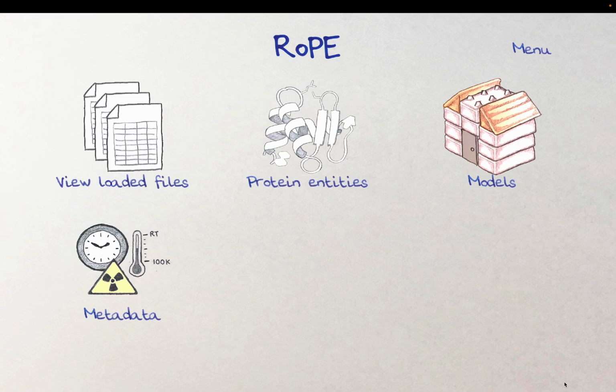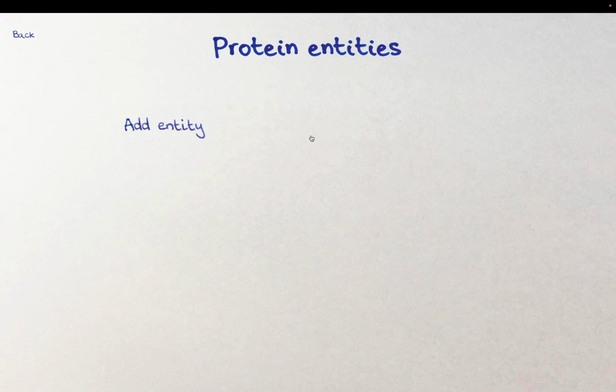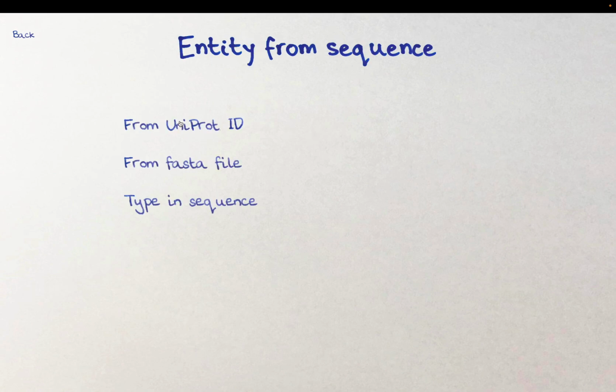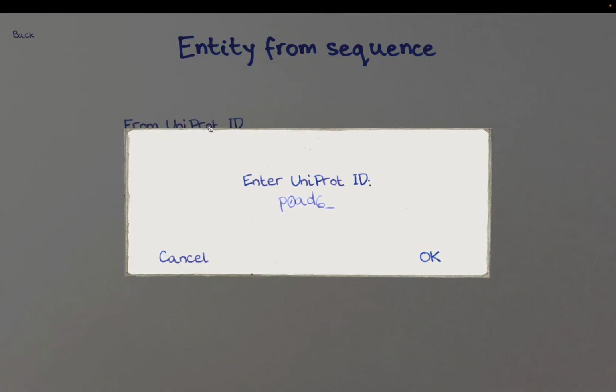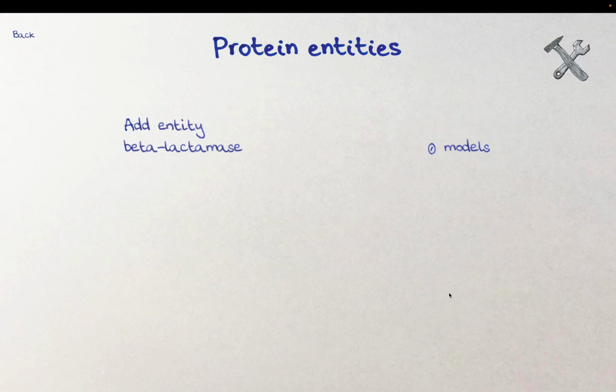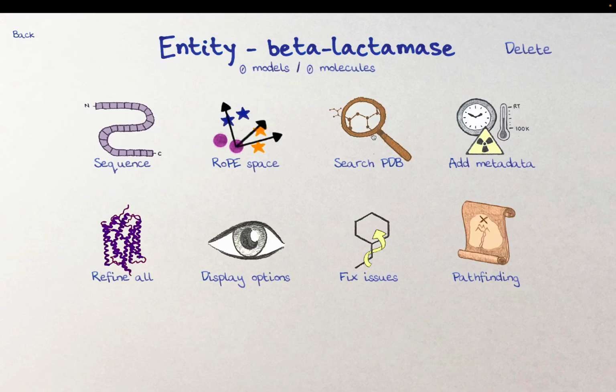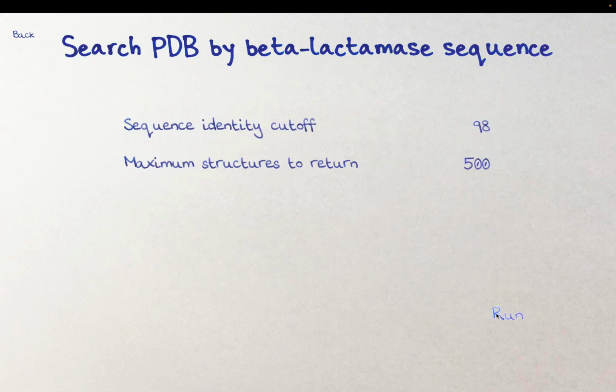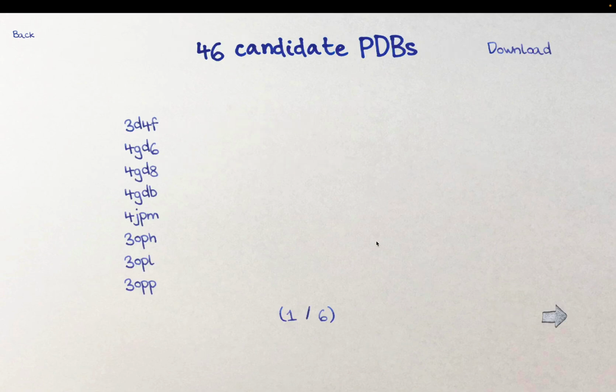We're going to have a look at beta-lactamase. So for this, we will enter a new entity using the UniProt ID code P0AD64. This has managed to pick up the sequence. We're going to give it a name, and then we can create it. Now we can go into the beta-lactamase entity, search the PDB files, and collect a set of PDB codes which match the sequence. We can then set these to download.